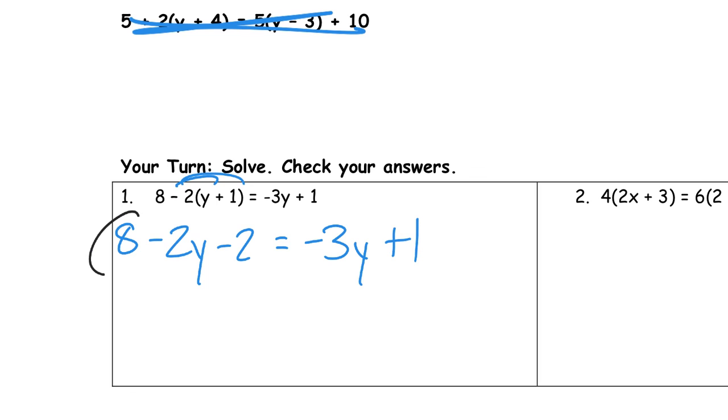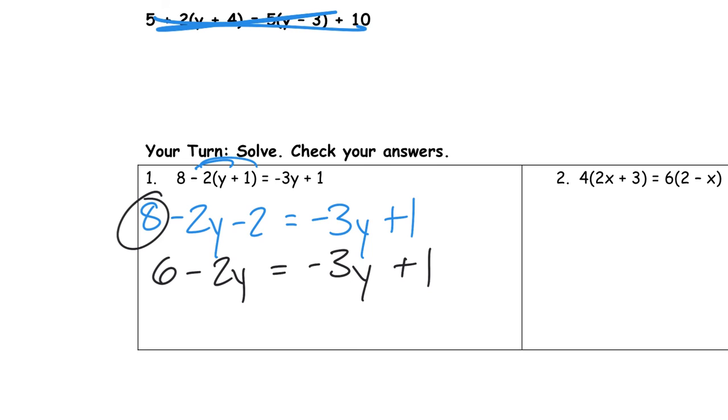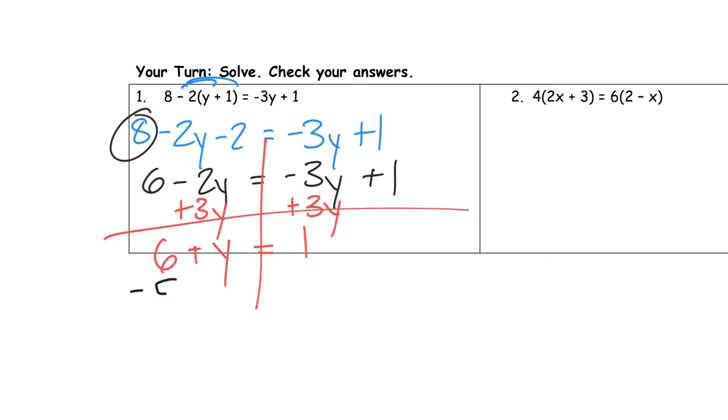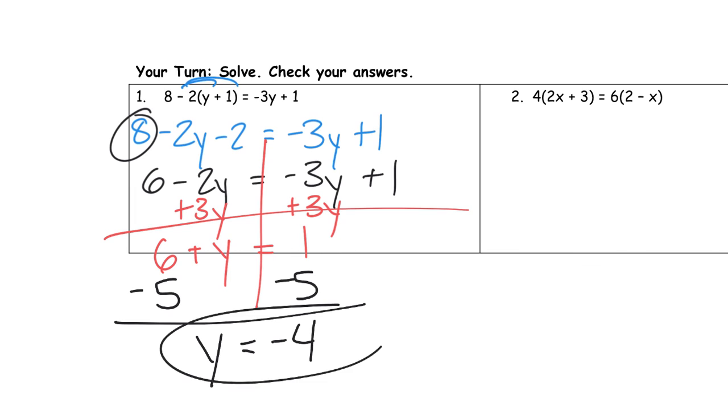Next step was to combine what's alike. So I have 8 minus 2 gives me 6 minus 2y equals a negative 3y plus 1. That side we couldn't combine anything. So now get the smaller variable away, since negative 3 is further from 0, that is smaller. So I'm going to add 3y to both sides, bring down the 6. I now get a positive y, and I get a 1. I still need to take away the 6 from both sides. I now get y equals a negative 4. All right, so carrying those negatives is a huge factor in this.